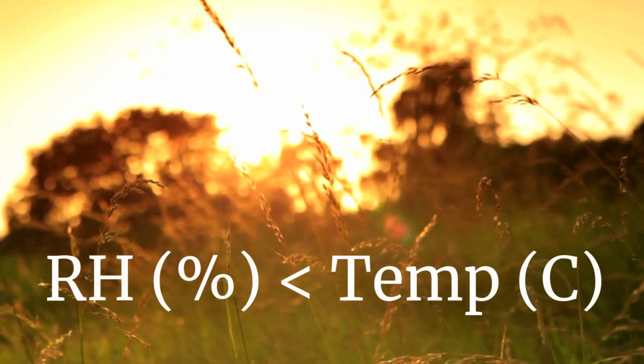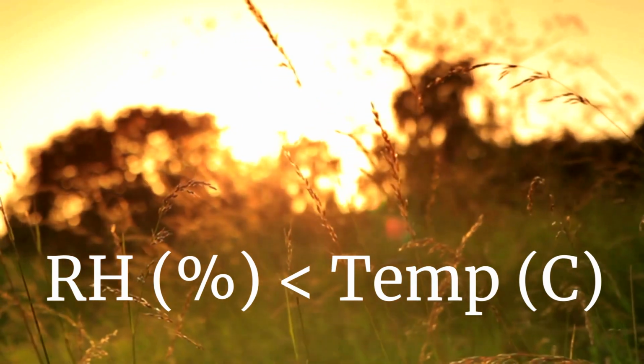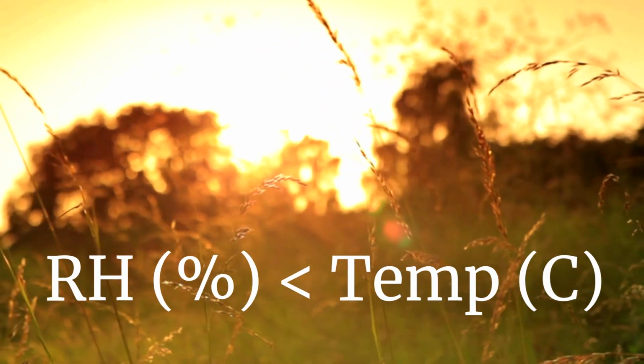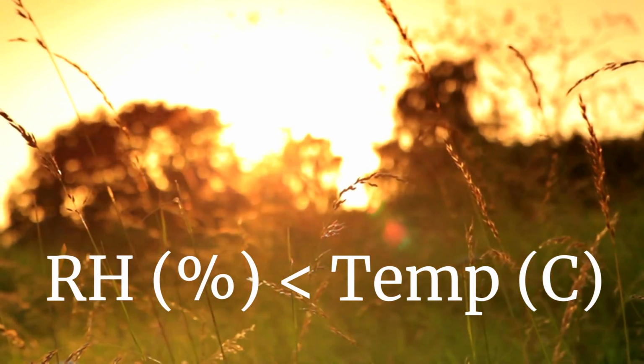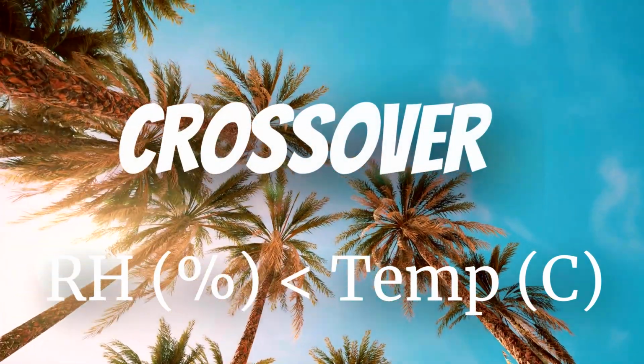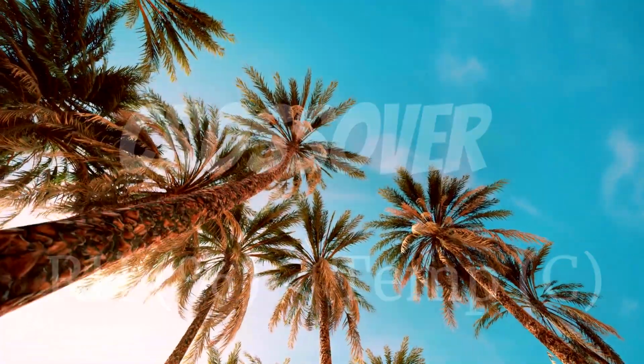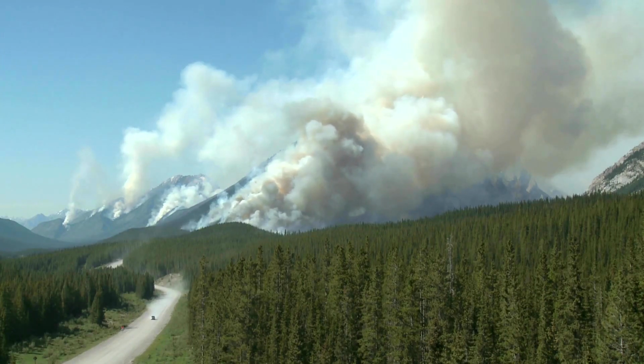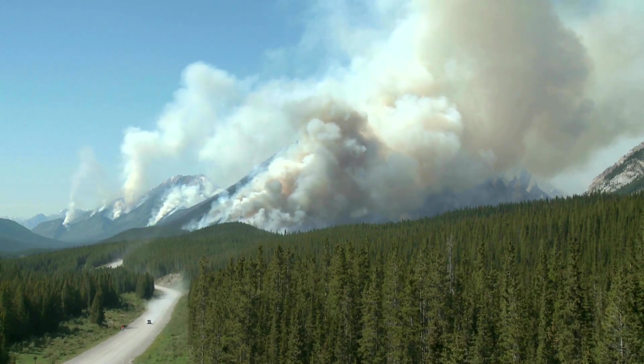When the relative humidity, measured as a percentage, falls below the ambient air temperature, measured in Celsius, it is known as crossover. Crossover can bring extreme fire behavior and usually occurs when temperatures are at their highest, typically from mid-morning to sundown.